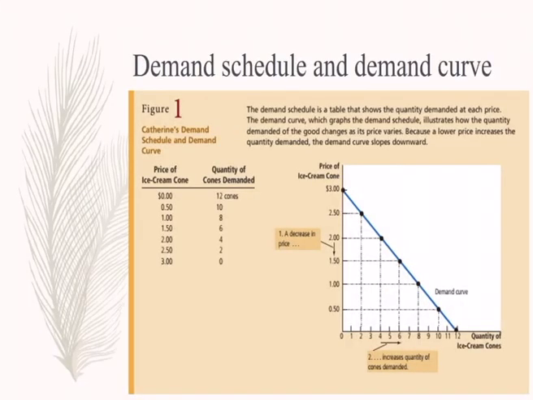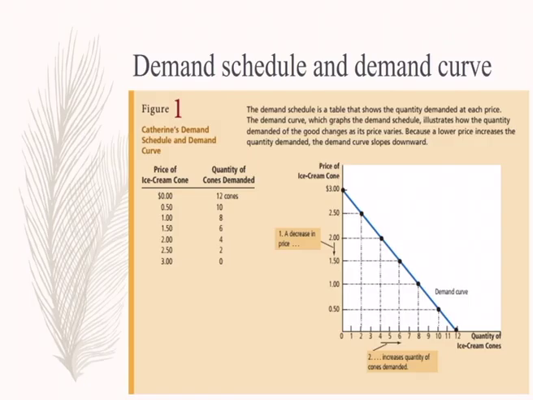What is the relationship between price and demand? We have been talking about it, right? Whenever price increases, demand decreases. When the price decreases, demand increases. So this is called a negative relationship. The demand schedule will show us how these quantities are given.